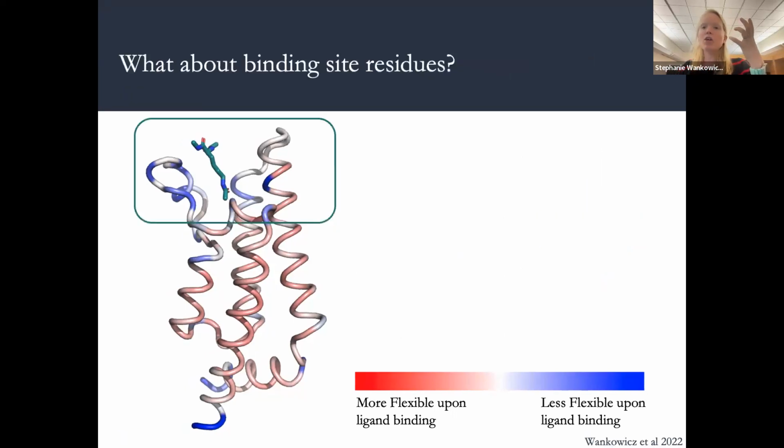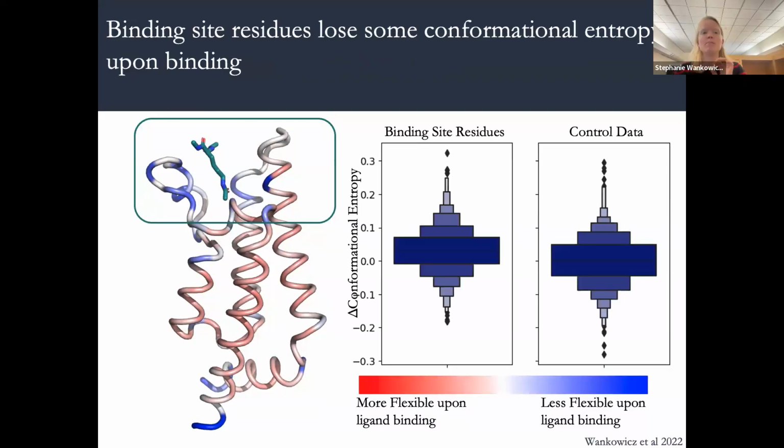And the first thing that we looked at was binding site residues. This is often because when we think about how protein flexibility changes upon ligand binding, we tend to think about the protein clamping down on the ligand. It wants to hold the ligand in place. And so what we observed is that, yes, binding site residues tend to lose conformational heterogeneity. They tend to become a lot more rigid upon binding.